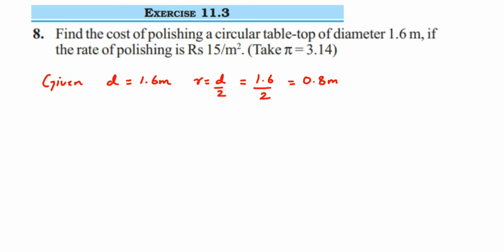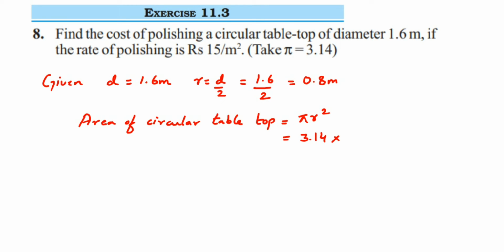Second, we have to find out the area of the circular tabletop. So area of circular tabletop is equal to pi r square. Okay, so pi value they are asking us to take 3.14. So 3.14, r square is nothing but r into r, so 0.8 multiplied by 0.8.